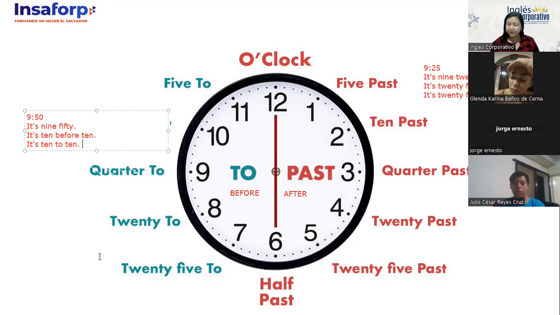Yes, Ernesto. Una pregunta. Yo pensaba que se iba a poner el to before. No, solo usa uno. Before or to. O también past or after. Cualquiera de las dos, pero no juntas. Tengo que enseñar todas las formas posibles. ¿Ok?